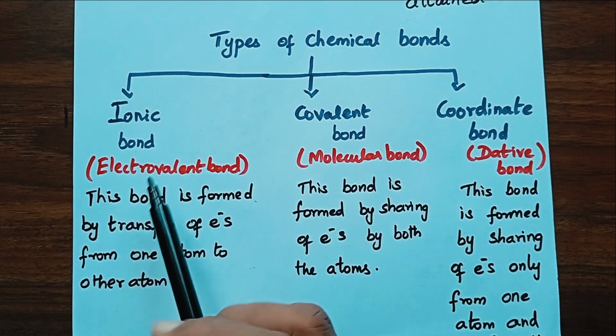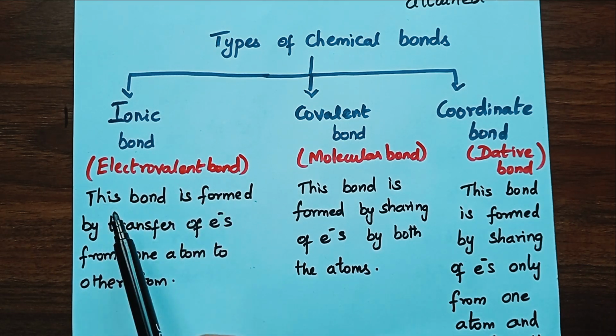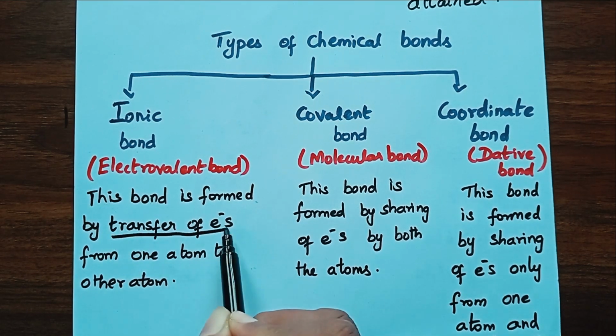Okay, ionic bond is also called as electrovalent bond. This bond is formed by transfer of electrons from one atom to another atom. Here the extra electron in the valence shell will be given to the next atom so that it forms a bond. So transfer of electrons takes place in the ionic bond.